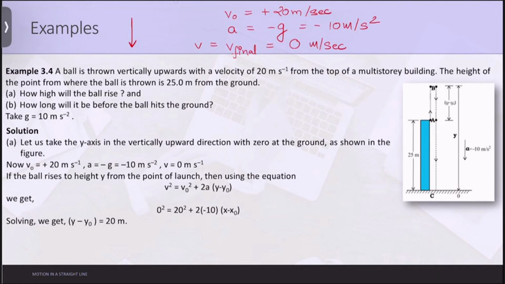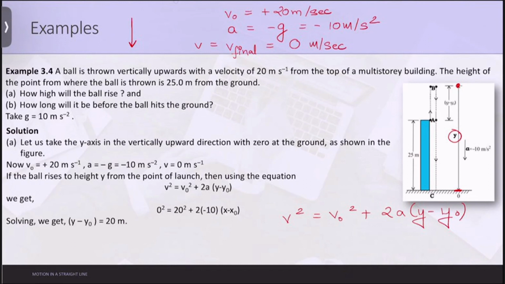Now if the ball rises to a height y from the point of launch, as we are accepting every location from this point, let us say that this is the highest point, and from the ground this location is y. Then let us use the equation now. What is the equation we used? We used the equation v square is equal to v naught square plus 2a into y minus y naught.